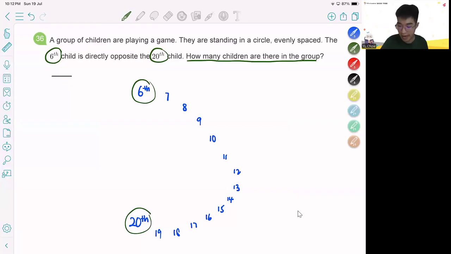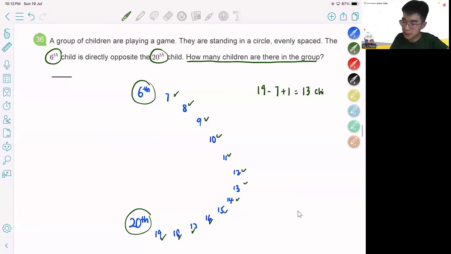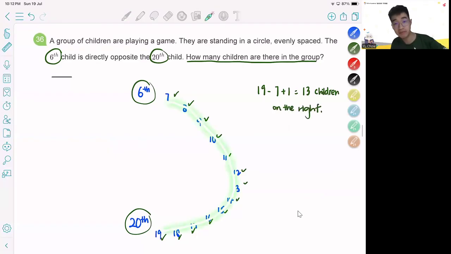So now you realize between the 6th and the 20th, between these children, we have 1, 2, 3, 4, 5, 6, 7, 8, 9, 10, 11, 12, 13, right? In fact, you can just do 19 minus 7 plus 1. And you realize there are 13 children on the right. Now, if there are 13 children on the right, how about on the left? Where is your 1, 2, 3, 4, 5, right? Do I need to keep listing until I finish listing everything so that it makes sense? Well, you technically don't have to because I'm only asking how many children are there altogether.